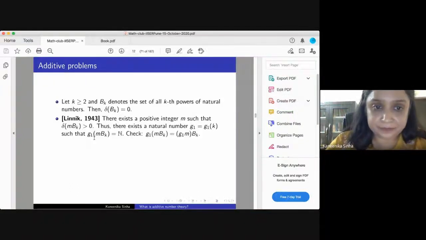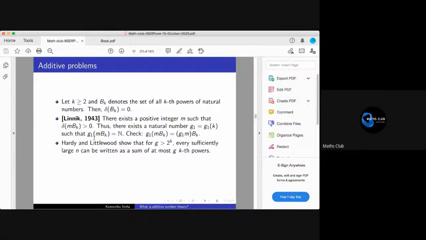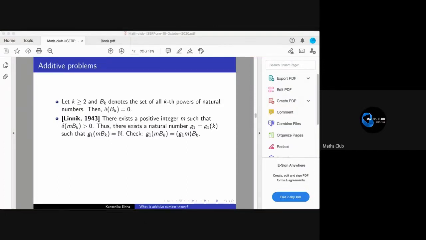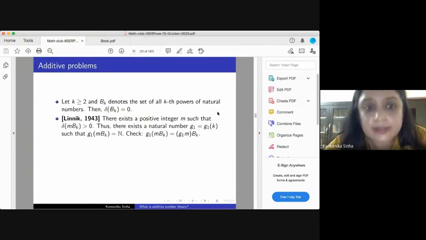Ma'am, I have a doubt. So the result by Linnik, is it biconditional? As in, can you generalize it to say that if delta of m times your sum set is greater than 0, then it will always give you N? Yes, yeah, that's right.